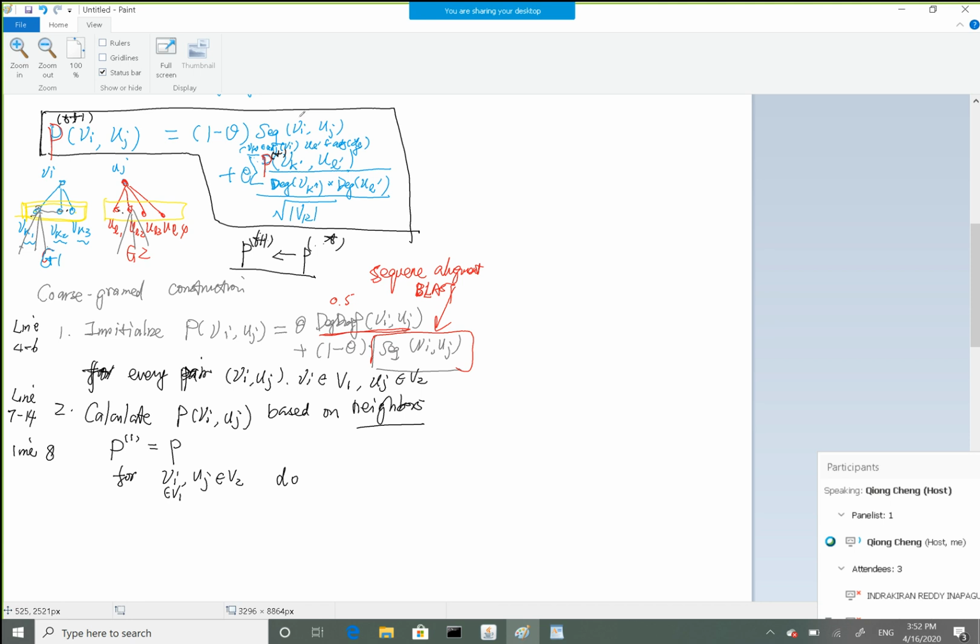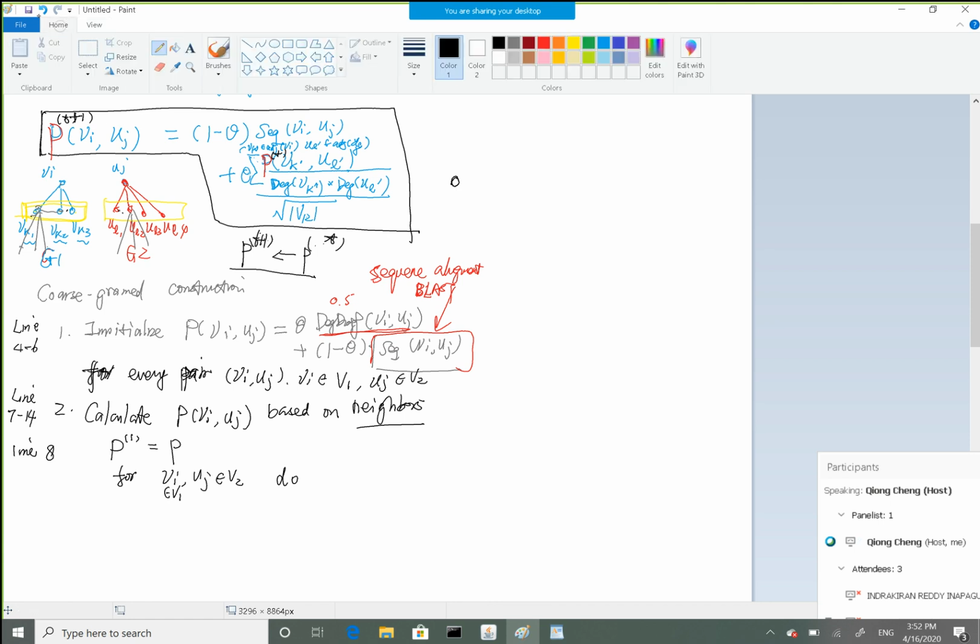So these are 2 graphs, right? I can change the view in this way. I want to use the color. So this is what I have, the VI, right? And this is UJ, right? And then VI has the 3 neighbors, this is VK1, this is VK2, this is VK3, right? And this guy has 4 labels, and this is V, and this is V, and this is V, right?